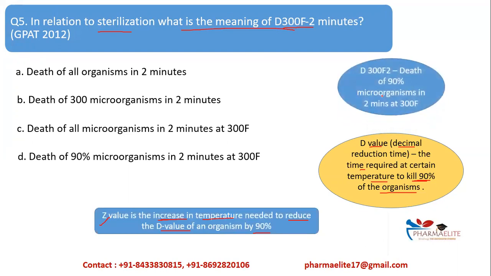And D300F2 is the death of 90% microorganisms in 2 minutes at 300 Fahrenheit. So this is the death of 90% of the microorganisms in 2 minutes at 300 Fahrenheit. So death of 90% organisms in 2 minutes at 300 Fahrenheit is D300F2. So the correct answer here is option D.